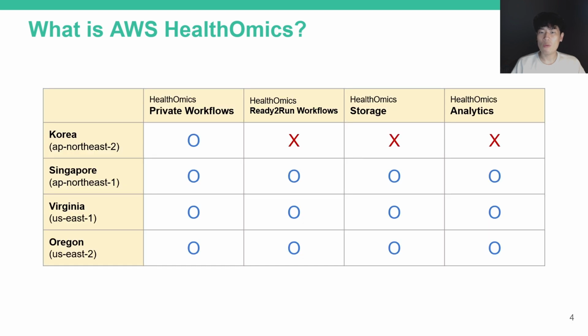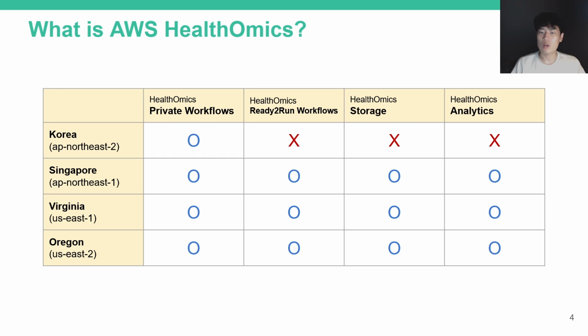So let's go through what kind of services are included in HealthOmics. There are four main components: private workflows, ready-to-run workflows, storage, and analytics. Some regions may not support specific services. As you can see from the table, the Seoul region doesn't have all of these services yet, but this could change in the future. Now let's see what each one does.